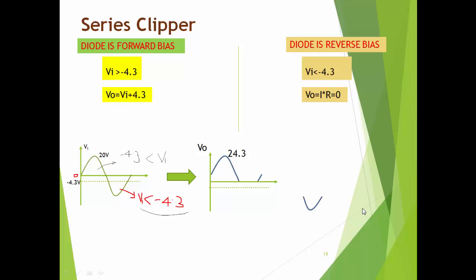We remove this section. And those voltage who are greater than minus 4.3, they are shifted upwards because we are adding some voltage. So all the points are shifted. This point is 0, becomes 4.3. This point is 20, becomes 24.3. This point is minus 4.3, becomes 0. This point is minus 4.3, becomes 0. This point is 0, it becomes 4.3. So this is the waveform of output voltage.